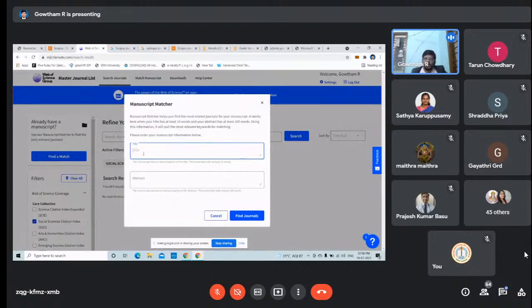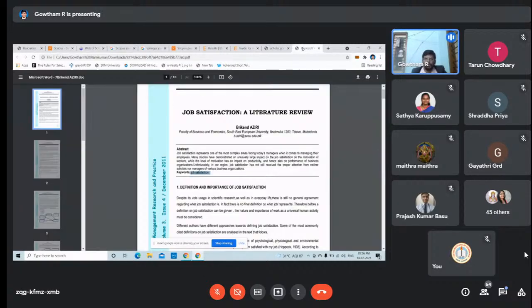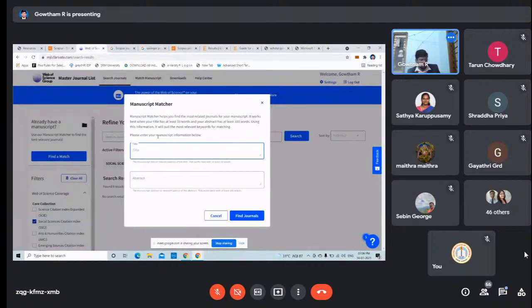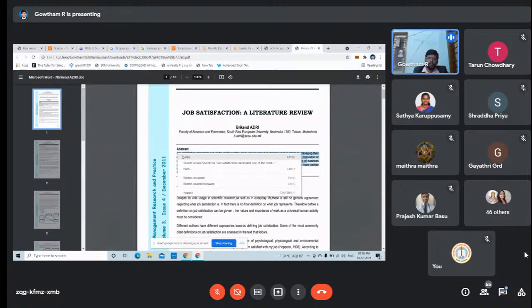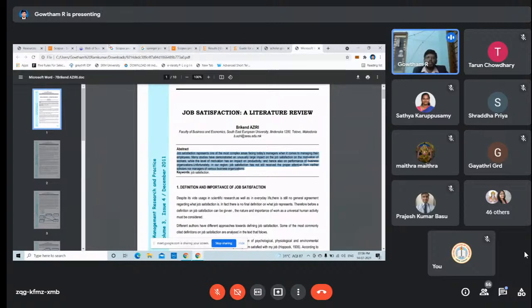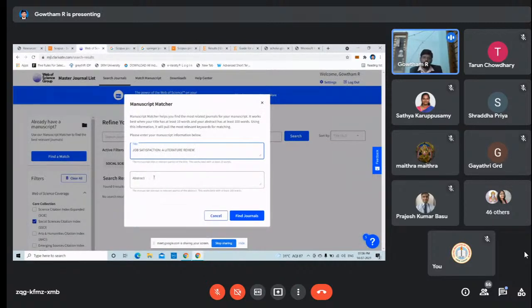Once you click match manuscript, it will again ask for the title. So I'm going to copy the same title, job satisfaction, the literature review, and paste it. I'm also going to copy the abstract because they are asking for the abstract, and place it. So in Web of Science, this is the advantage. They'll ask only the title and abstract. No need for keywords and the domain search and all. That is not necessary.